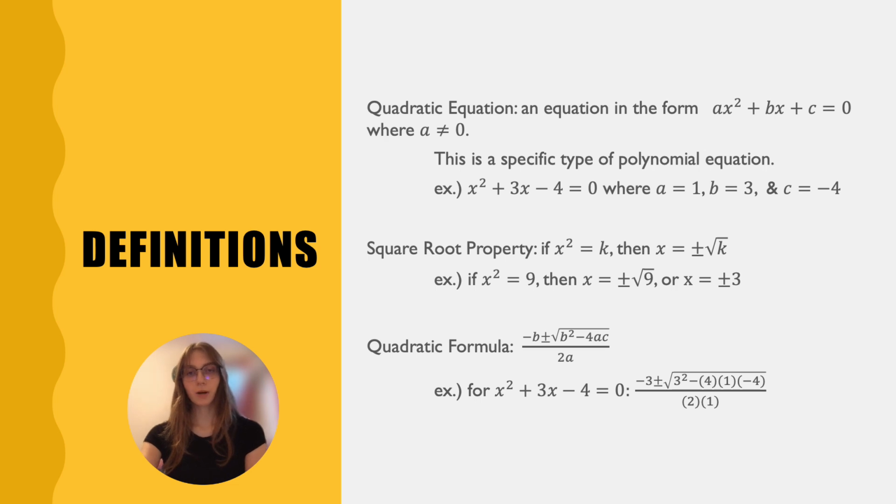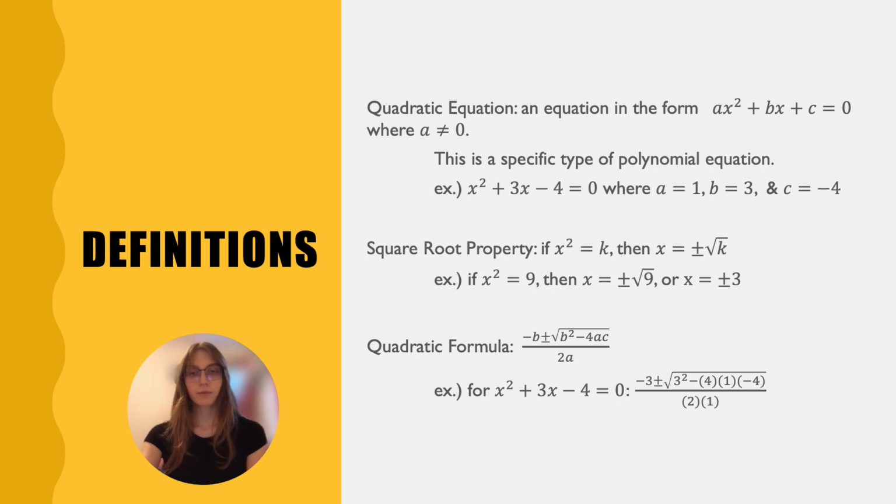Next, we have the square root property. This states that if x squared equals k, then we know that x equals plus and minus the square root of k. An example of this with a real number would be that if x squared equals 9, then x equals plus and minus the square root of 9, or since 9 is a perfect square, we can go one step further and say that x equals plus and minus 3.